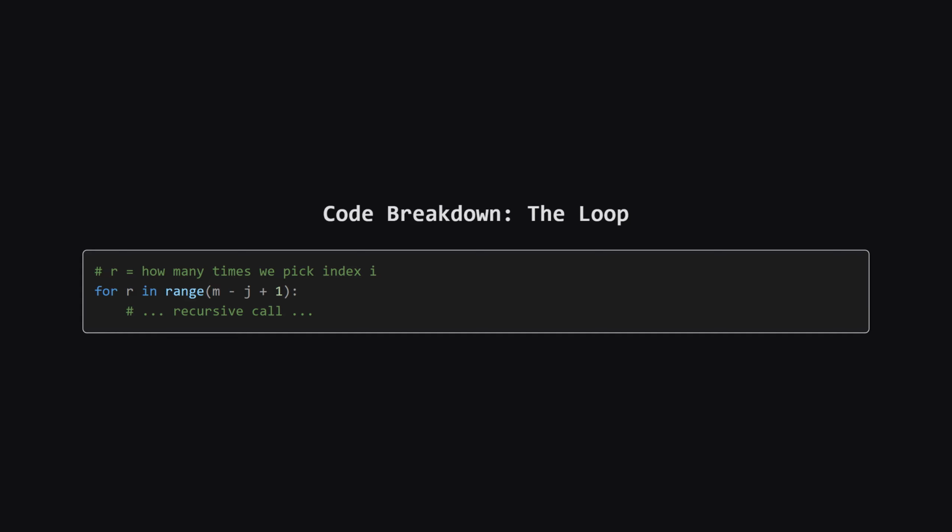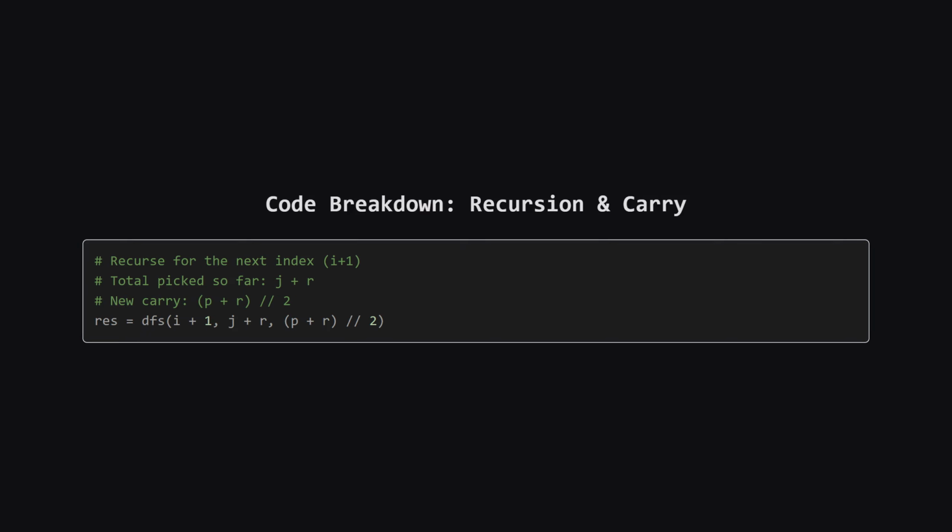The total value at the current bit position is our old carry p, plus the r times we just picked index i. The carry that gets passed to the next bit is this total, integer divided by 2. After that recursive call returns, it gives us a map of solutions for the rest of the array. Now we have to combine those solutions with our current choice, r.